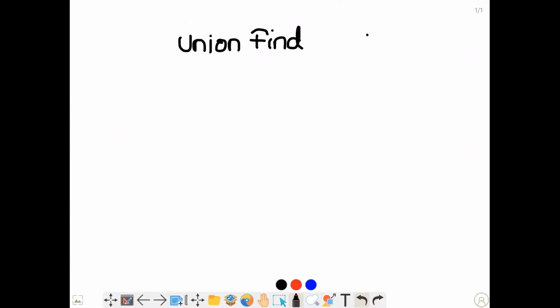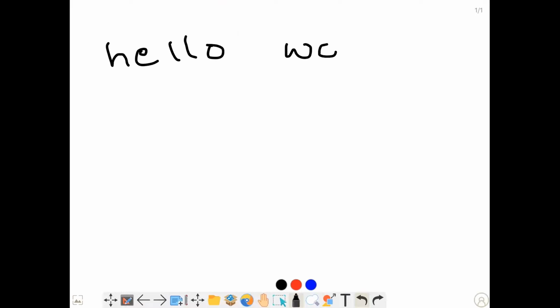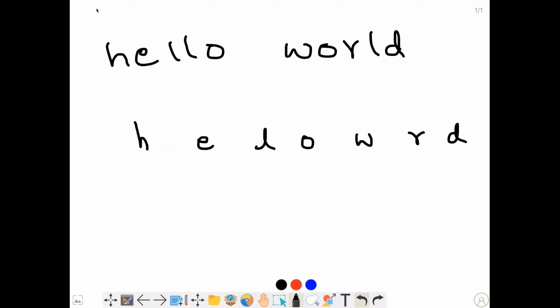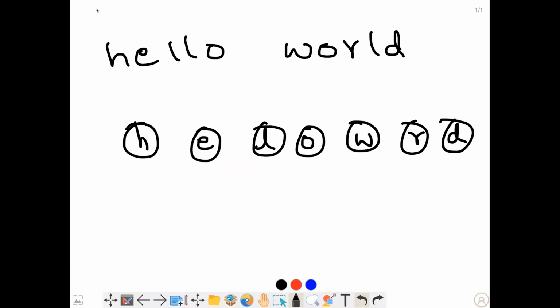So initially, let's take the example hello world. For this, we have hello and we have world. So let me first write down the characters H, E, L, O, W, R, and D. So these are the unique characters. While we are writing code, we consider all the lowercase English characters, but for the explanation part, I am considering only the unique characters present in our strings. And initially, all the characters are in their own components.